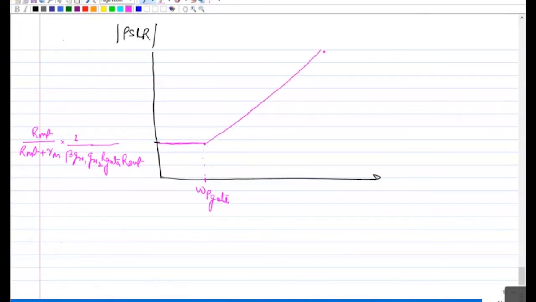So if this is your UGB, then beta GM1 R gate is your loop gain. So the leftover component will be 1 over GM2 R out multiplied by R out over R out plus R on, obviously.